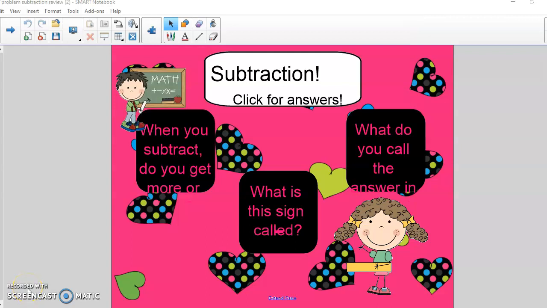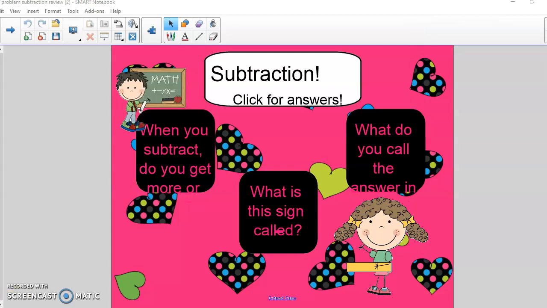Hey guys, you all did such a great job with your subtraction last week. I was so proud of the hard work you did and how well you were able to become subtraction masters. So just like we did with addition, we learned how to add and then we were able to do addition word problems. Well, now we are going to start subtraction word problems. But before we start, let's do a little bit of reviewing.